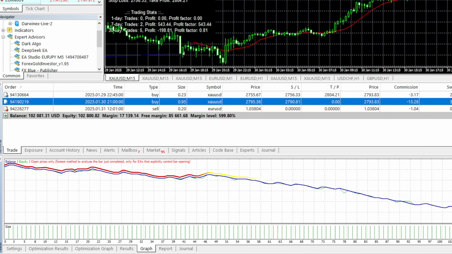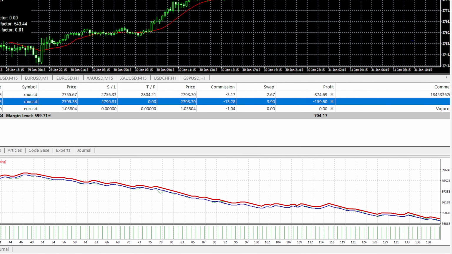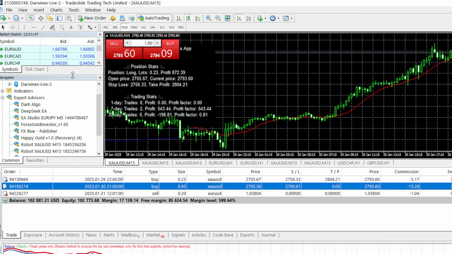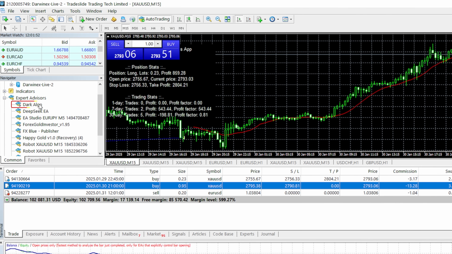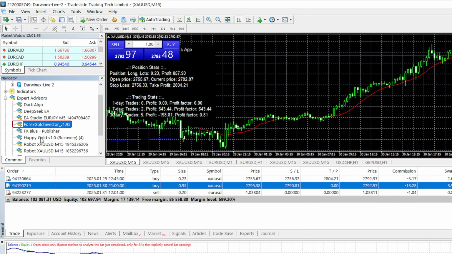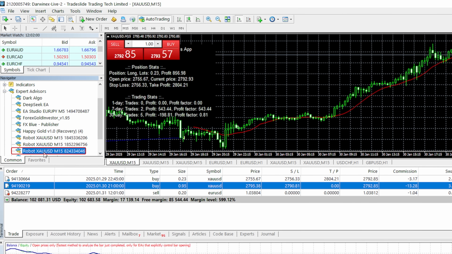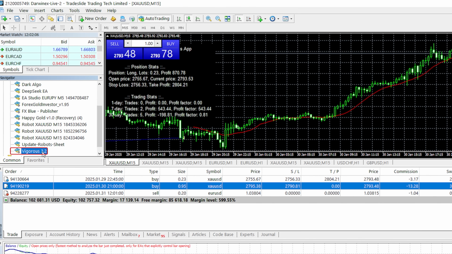And actually in this account where I'm backtesting the expert advisor, recently I've put 5 expert advisors to trade simultaneously: the Dark Algo, the Forest Gold Investor, the Happy Gold, 3 expert advisors from the Top 10 Robots app, and the Vigorous EA. I wanted to see if I put many expert advisors in one account, how they will perform, and I will keep you updated on that account.